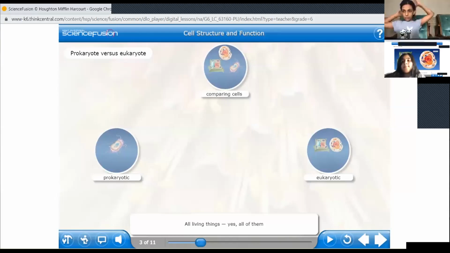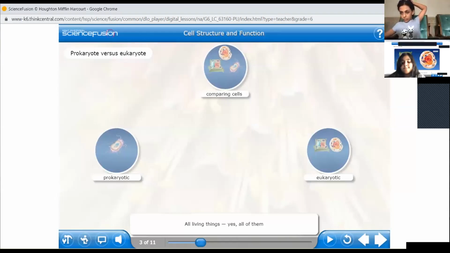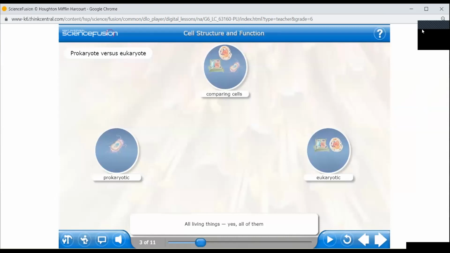Prokaryotic cells. Prokaryote means single cell. Eukaryote means multicellular. In prokaryotes, the DNA is present.